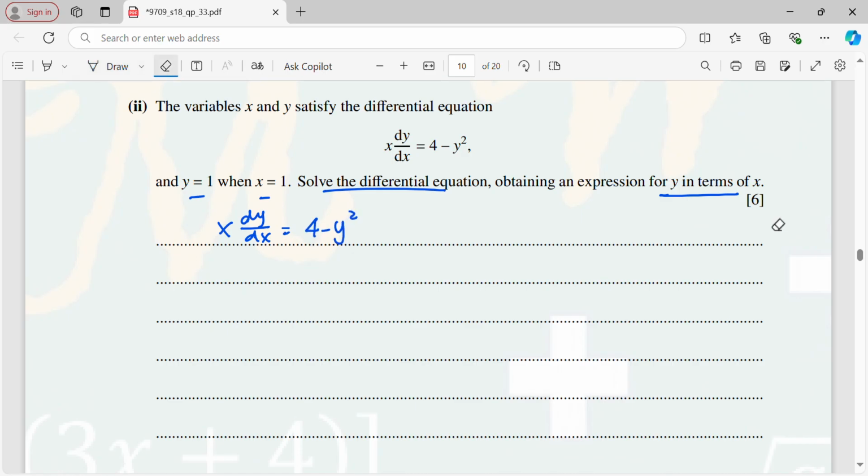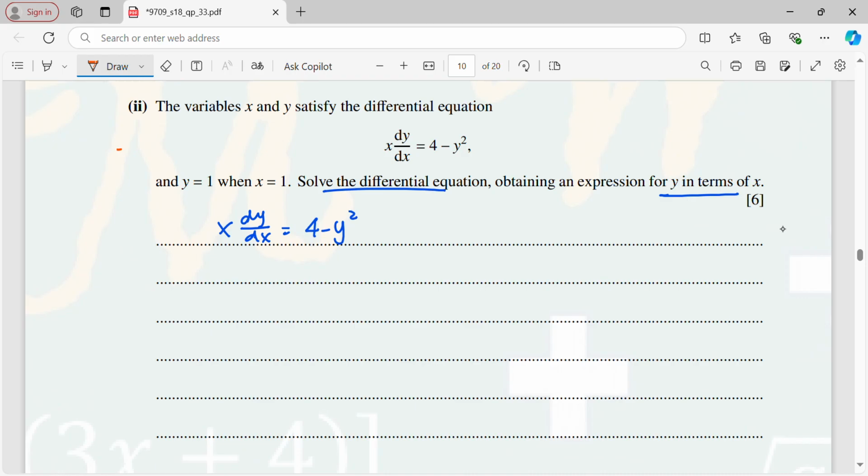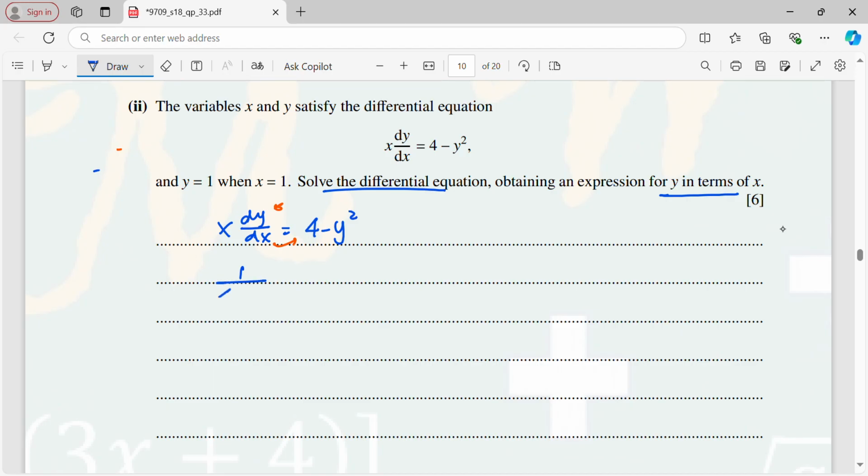To solve the differential equation, we need to separate the variables. But by looking at the dy dx on the left side, the dy is the numerator. Therefore, all your y should be on the left side. That means the dx will be moved to right side together with the x. So I will be getting 1 over 4 minus y squared dy. That equals to the x, when you move down, it becomes 1 over x, because at first it was multiplication. So now 1 over x dx. And at the same step, add the integration sign. Okay, so that is the separable variable method.